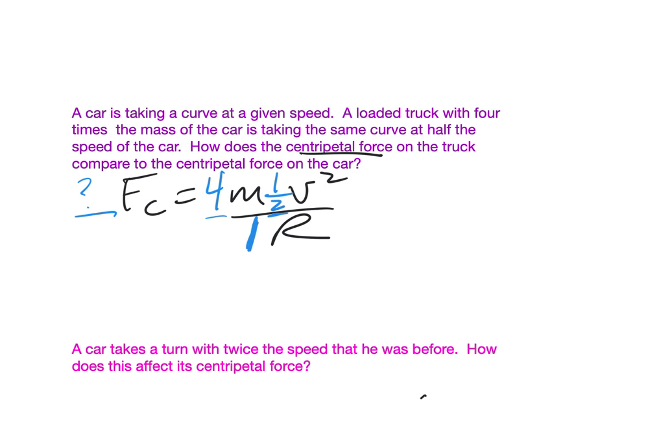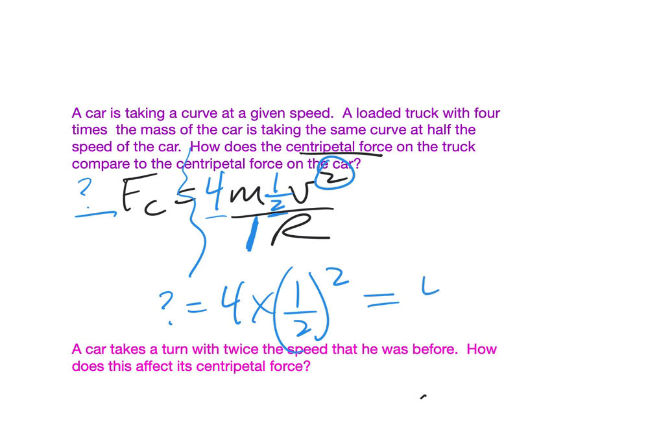So all I do, I don't solve anything algebraically. I make the left side reflect the changes that I did on the right side of the equation. So 4 times, don't forget that square there. Question mark equals 4 times 1/2 squared. So basically that equals 4 times 1/4. And basically for the FC, there's no change. It's the same as the centrifugal force on the car.